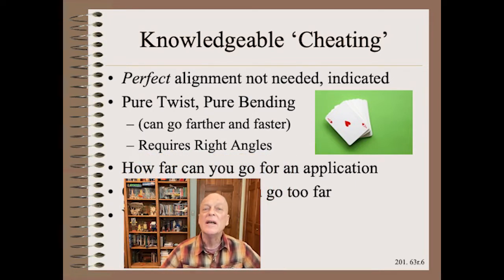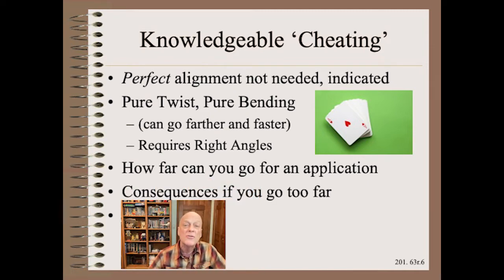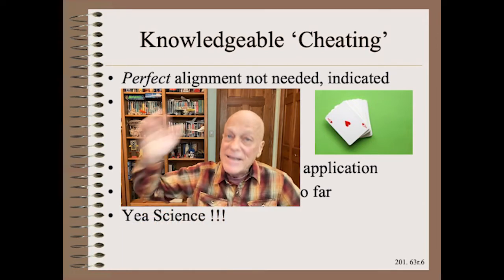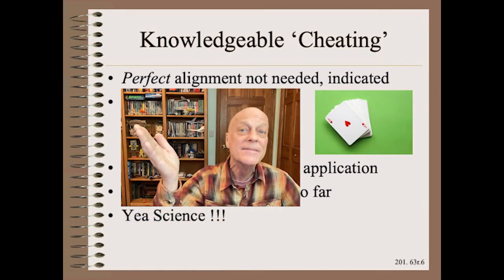So cheating means you know how far you can go for a specific application. Cheating also means that you know what the consequences are for going too far before, during, and or after a machine is designed, built, and maintained. You could quickly recognize that you went too far and what you must do to fix it. Yay, science!